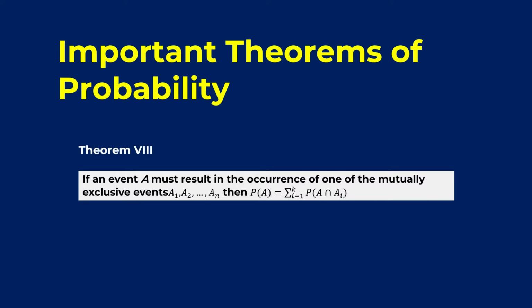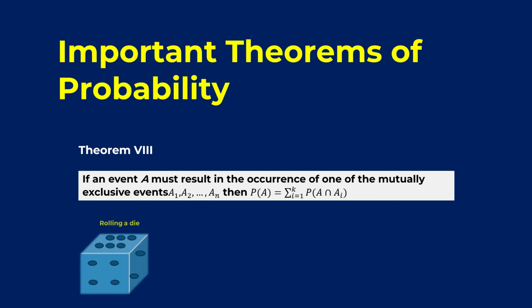Theorem 8 states that if an event A must result in the occurrence of one of the mutually exclusive events A1 to An, then the probability of A is the sum of the probability of A intersection A sub i. Since the A sub i events partition the sample space for A, every occurrence of A must also be part of exactly one A sub i, ensuring that the sum correctly accounts for the probability of A.